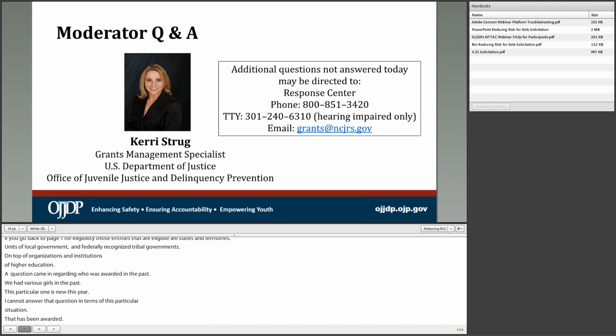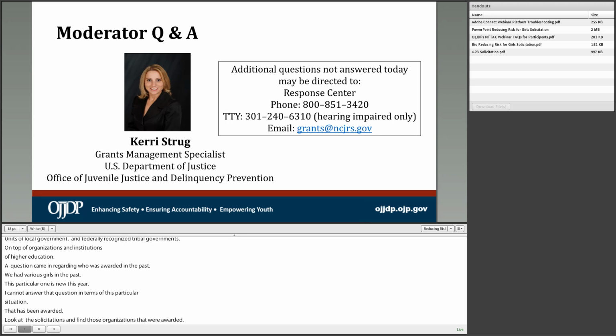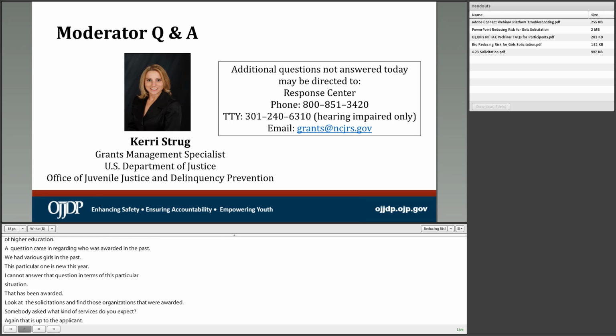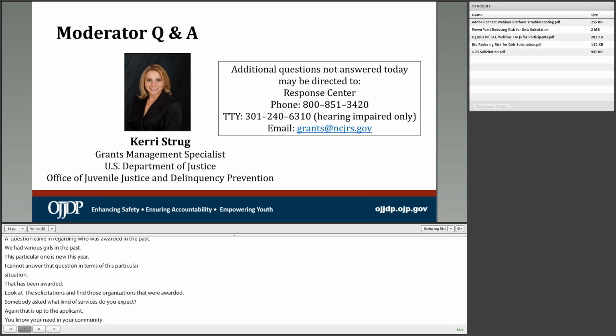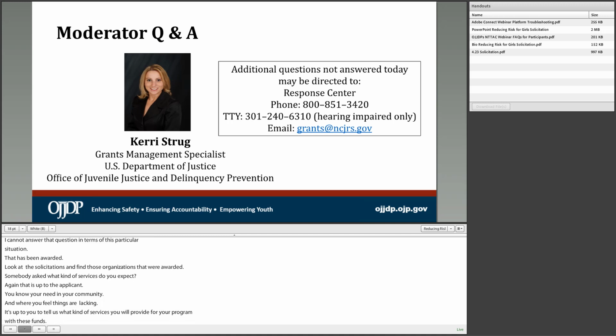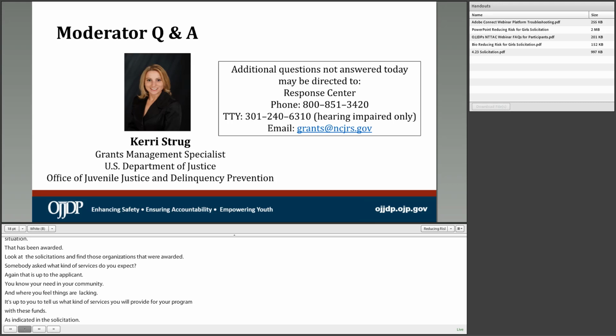Somebody asked, what kind of services do you expect? And again, that is up to the applicant. You know your needs in your community and where you feel things are lacking. And so it's up to you to tell us what kind of services you are going to provide for your program with these funds. As indicated in the solicitation, there's a variety of services you could utilize this funding for: in-home, screenings, assessments, counseling, education, etc.